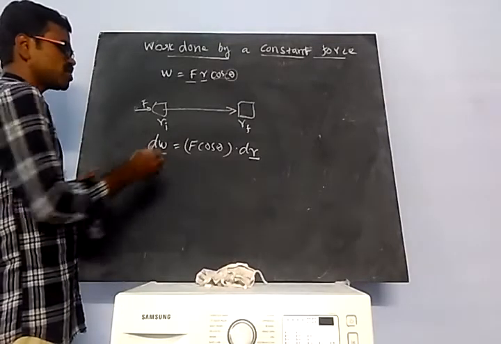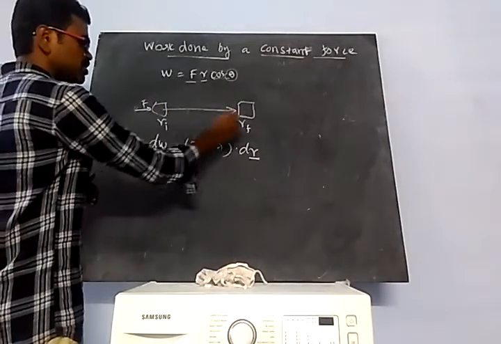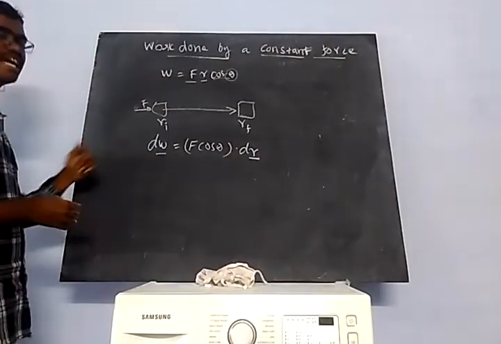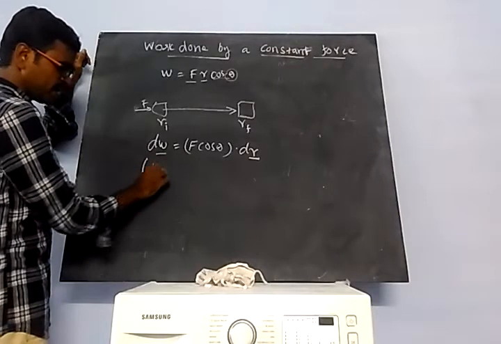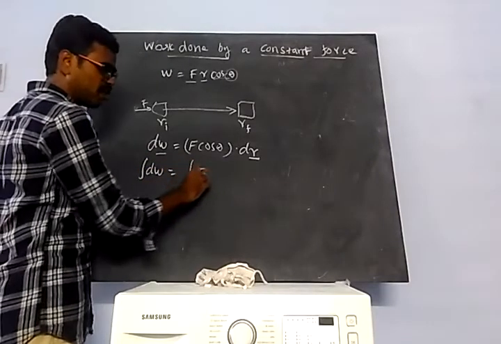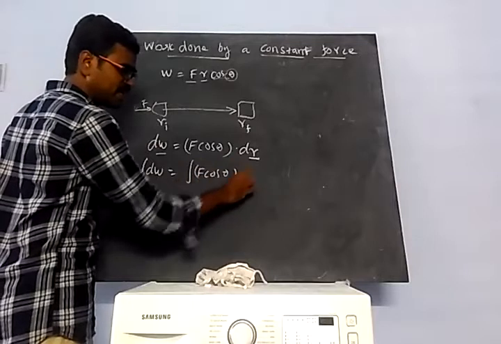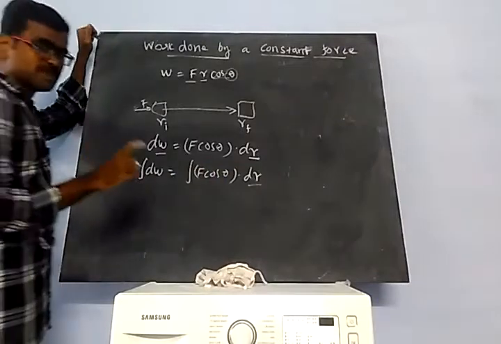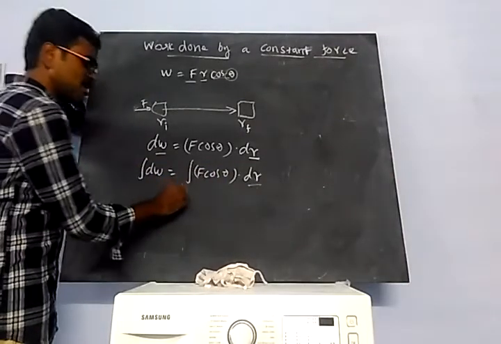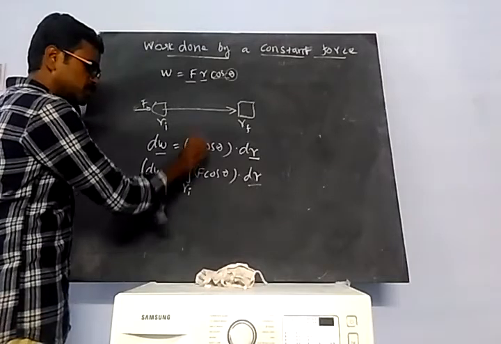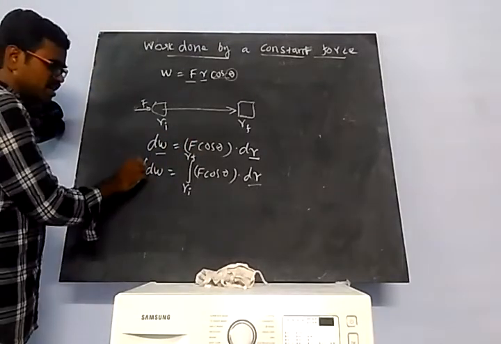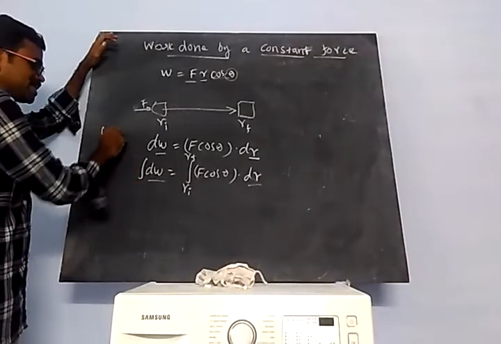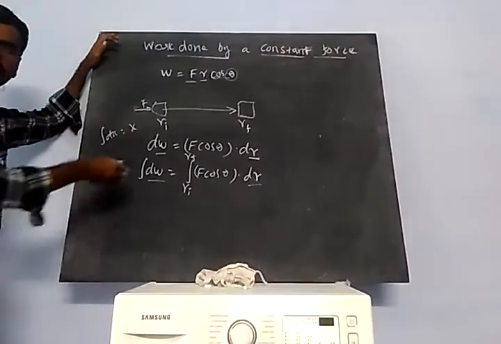Okay, so totally how much work is done from initial position to final position, we want to find out. So how to find out? You can just integrate this equation. The integral of dW is equal to the integral of F cos theta into dr. Okay, what is the variable here? The displacement is the variable, from initial position Ri to final position Rf. Okay, do you understand? So dW, the work, changes. The integral of dx, what is that formula? x. Okay, so you can apply that.